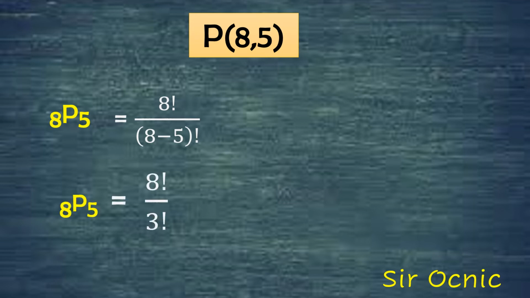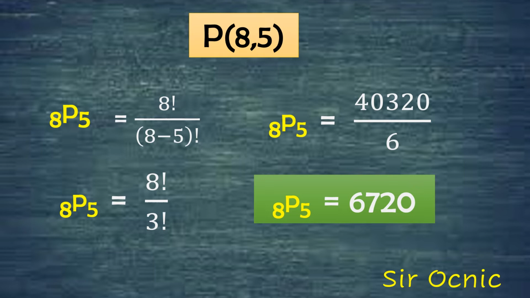P of 8, 5 is read as permutation of 8 taken 5 at a time. That is equal to 8 factorial all over 8 minus 5 factorial, which is equal to 8 factorial all over 3 factorial. 8 factorial is equal to 40,320, while 3 factorial is equal to 6. That is 40,320 divided by 6, which is equal to 6,720.